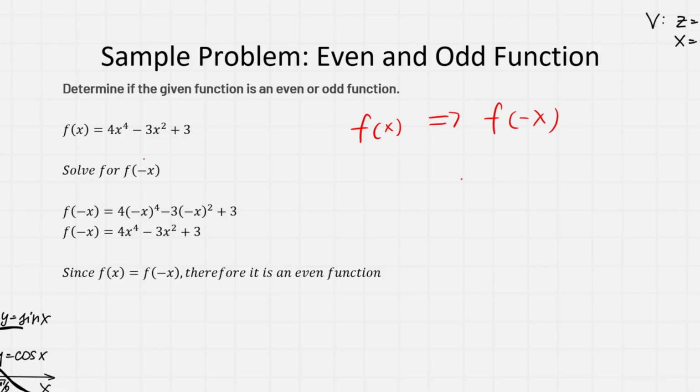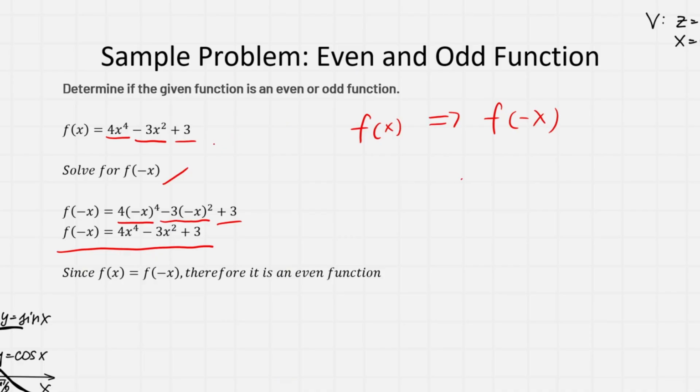So in this example, we have f of x equals 4x to the fourth minus 3x squared plus 3. Okay. Let's try to solve for f of negative x. So we just replace x by negative x. So we have 4 times negative x to the fourth minus 3 times negative x quantity squared plus 3. So therefore we have 4x to the fourth minus 3x squared plus 3.